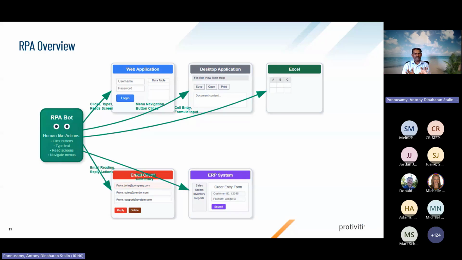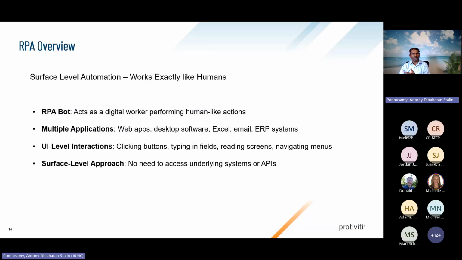Okay, so RPA is basically about surface level automations, and it works like a human, like an RPA bot. As I said, RPA is always thought of as a digital employee. It interacts with multiple applications, all at the user level: clicking buttons or links, entering fields, reading a screen. That's the kind of UI level things you can do. And when you're doing RPA, you don't need to access any SQL server or any API or any other system, because it's working literally on the screen.